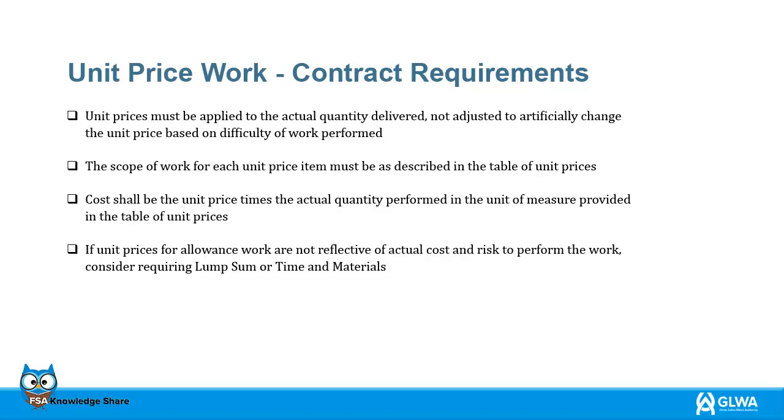Unit prices must be applied to the actual quantity delivered, not adjusted to artificially change the unit price based on difficulty of work performed. The scope of work for each unit price item must be as described in the table of unit prices. Cost shall be the unit price times the actual quantity performed in the unit of measure provided in the table of unit prices. If unit prices for allowance work are not reflective of actual cost and risk to perform the work, consider requiring lump sum or time and materials.